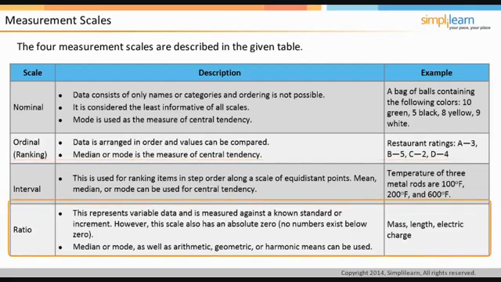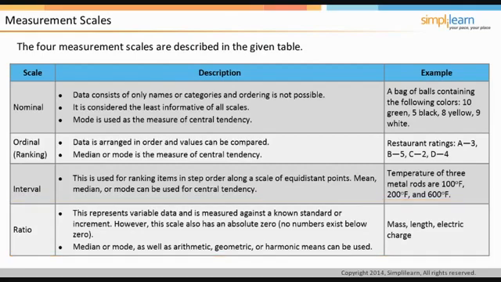The ratio scale represents variable data and is measured against a known standard or increment. However, this scale also has an absolute zero, that is, no numbers exist below 0. An example of the ratio scale are physical measures where height, weight, and electric charge represent ratio scale data. Note that negative length is not possible. Again, here you would use mean, median, or mode as the central tendency measure.